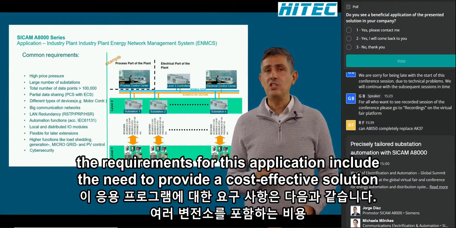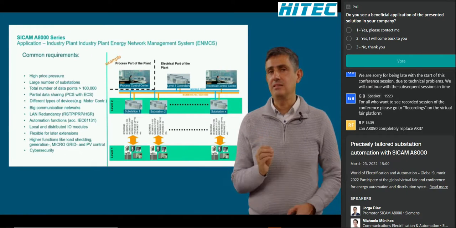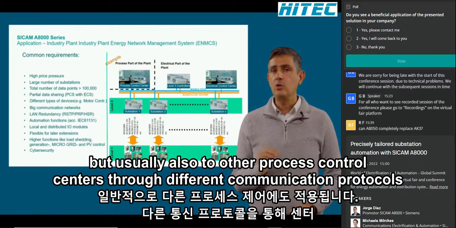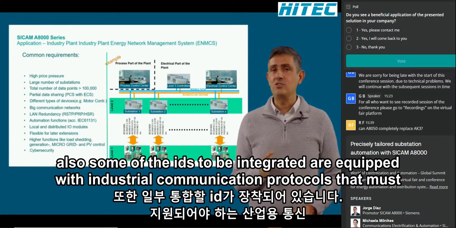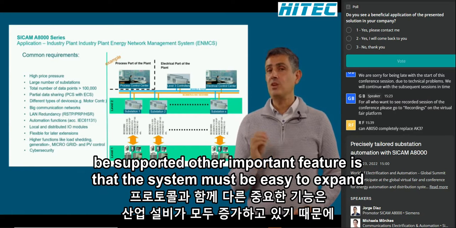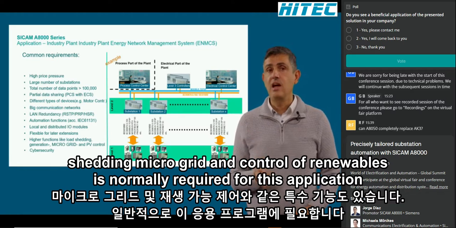The requirements for this application include the need to provide a cost-effective solution that would cover several substations with several data points distributed along several buildings. The collected data must be forwarded not only to the local SCADA system, but usually also to other process control centers through different communication protocols. Also, some of the IEDs to be integrated are equipped with industrial communication protocols that must be supported. Other important feature is that the system must be easy to expand, since industrial installations are growing all the time. Also, special functionalities such as load shedding, microgrid, and control of renewables is normally required for this application.